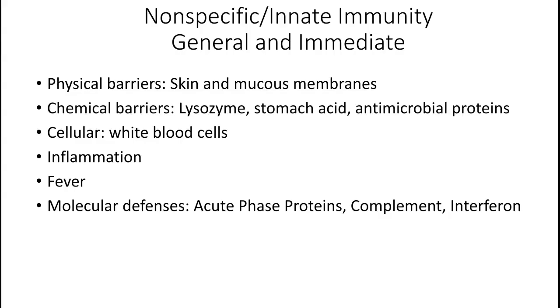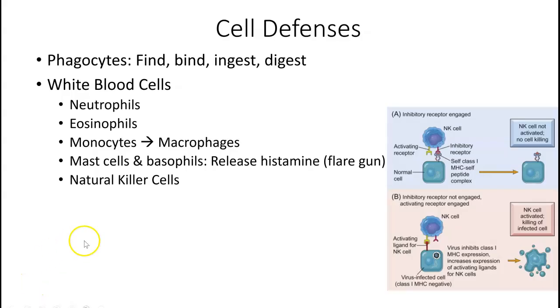We also talked about our cellular defenses, so our leukocytes, our white blood cells, and the different types of leukocytes. We talked about inflammation and fever. Those are things that I think are a little more relatable. Some things are a little harder to wrap our heads around: molecular defenses like acute phase proteins, complement, and interferon. I like to think that interferon interferes with viral infections.